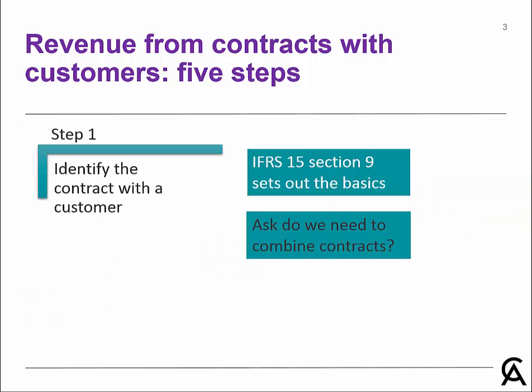So looking at step 1, identify the contract with a customer. IFRS 15 section 9 sets out our basics. The other question we need to ask here is, do we need to combine contracts? So this might call on some of your related parties knowledge from Unit 2.